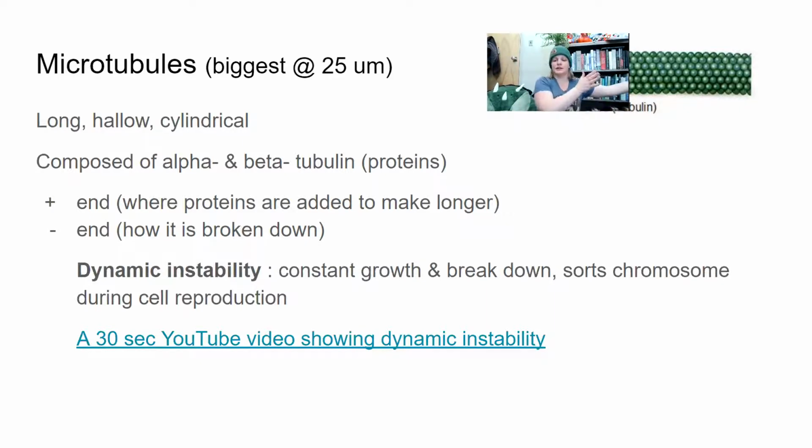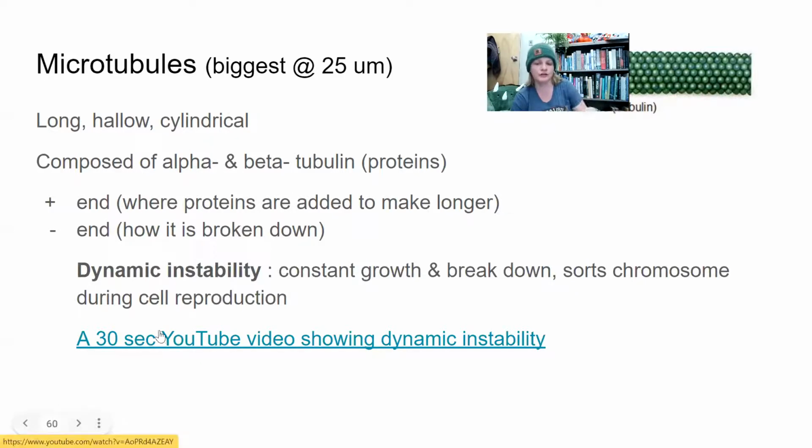And so we can actually see how we might start here. Here's a positive end, we're going to add to it, then take some away, add to it and take some away. And you can see how this tubule can move around the cell based on how it's added to and taken away from. It has this dynamic instability, where it's constantly growing and shrinking, getting broken down and built up. This is important for how chromosomes are sorted out during cell division.